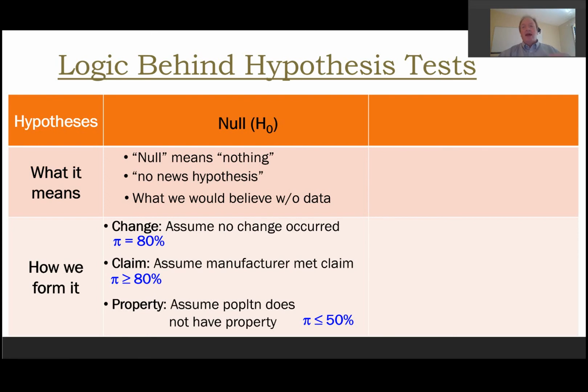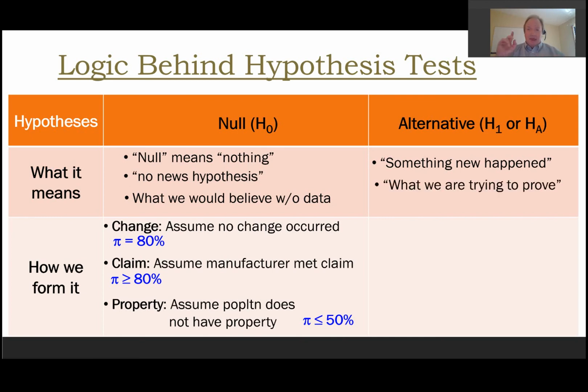On the other hand, we have the alternative hypothesis. And again, we denote it with a capital H. And there are two different types of notations. So the one is H with a subscript 1. That's what our text uses. And that's what you'll most likely see in the homework problems. But sometimes they also use a subscript A for alternative. And I do borrow problems from other texts sometimes, so you may see H sub A. And the alternative is saying, no, something did happen, something new happened. And the key thing about the alternative is it's what we're trying to prove.